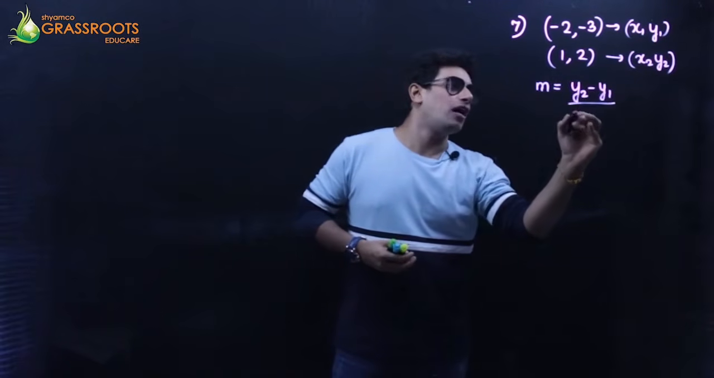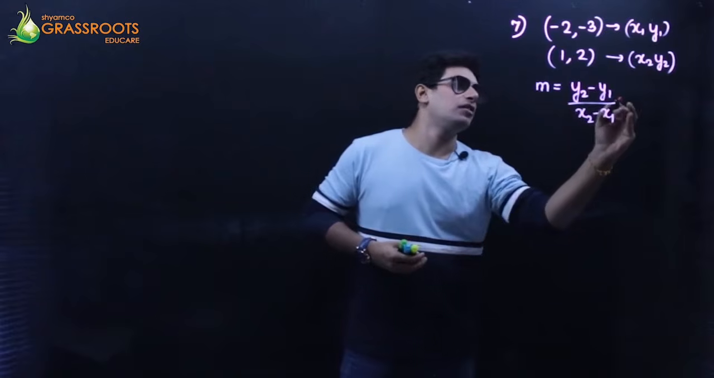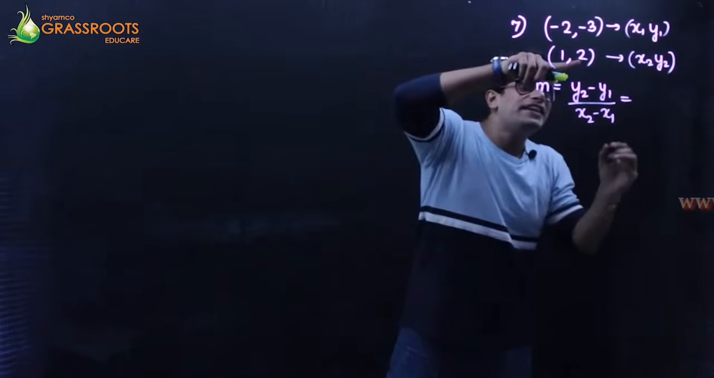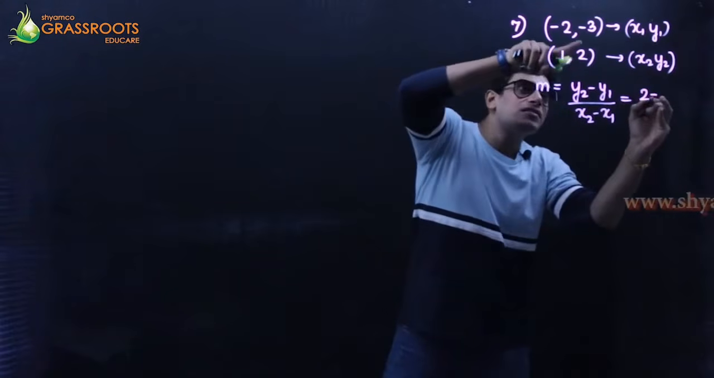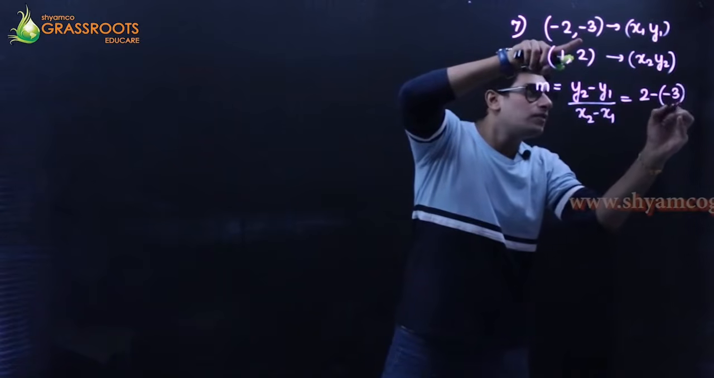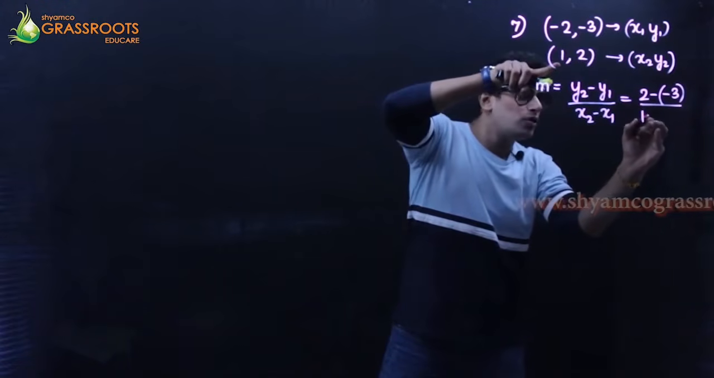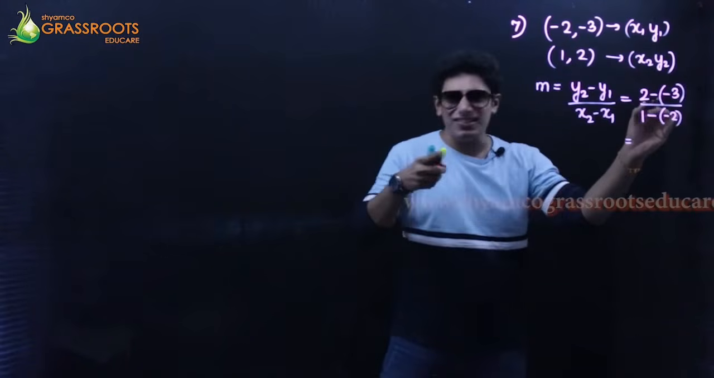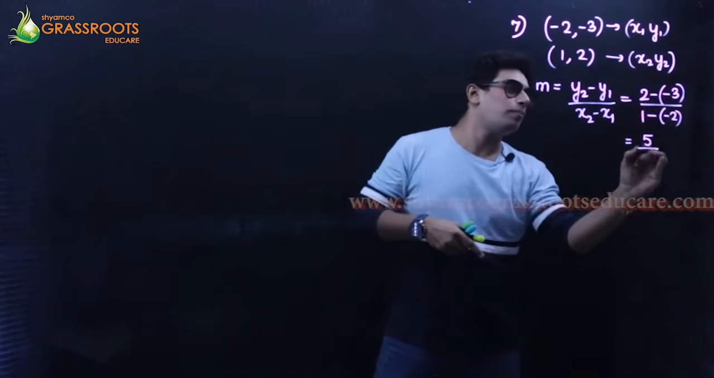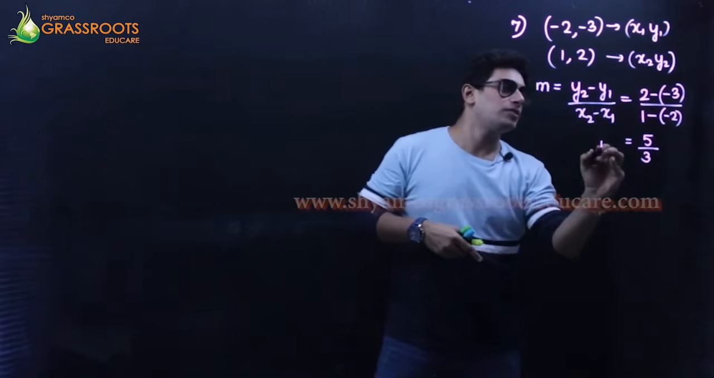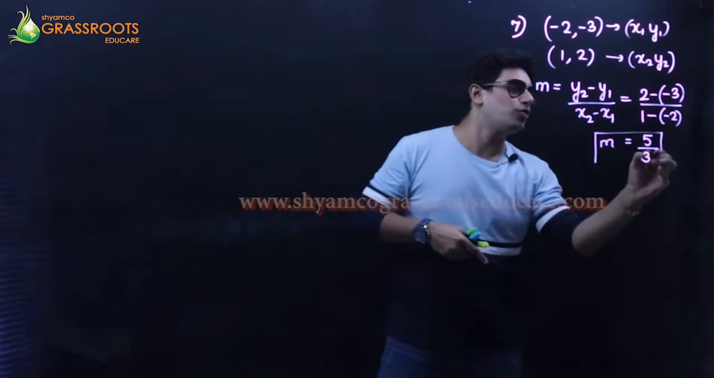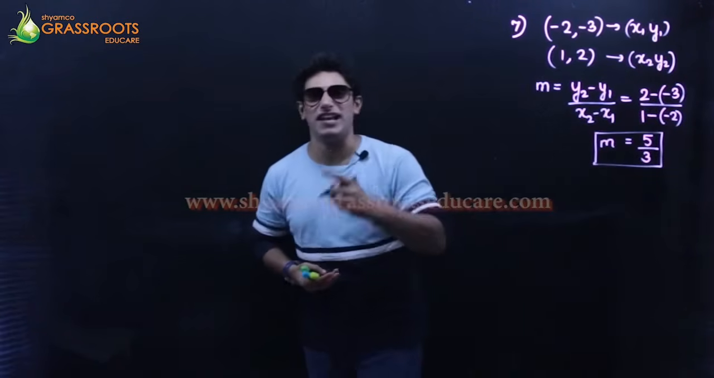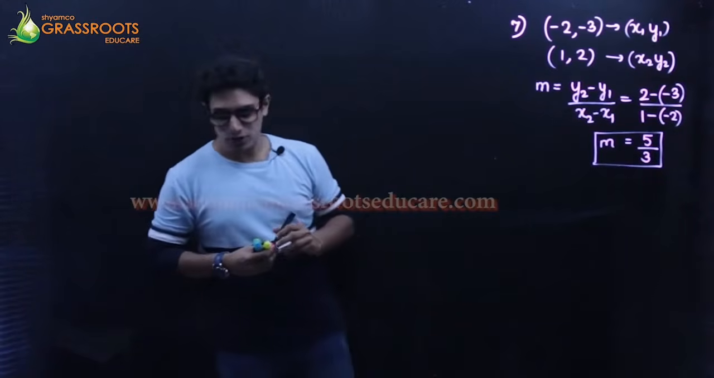Upon x2 minus x1. So y2 minus y1 upon x2 minus x1. That makes it 2 plus 3 upon 1 plus 2. So the value of the slope is 5 upon 3. Simple. Next question.